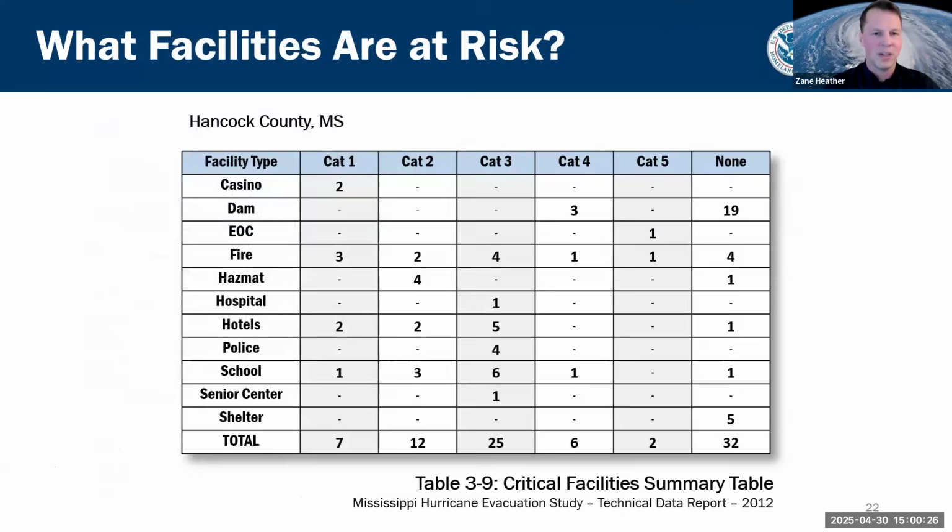So this is another good depiction of a piece of data that is produced through the vulnerability analysis. This one is looking specifically at critical facilities. You've got the facility type on the left and the number of facilities that would be impacted based off of the different storm scenarios.